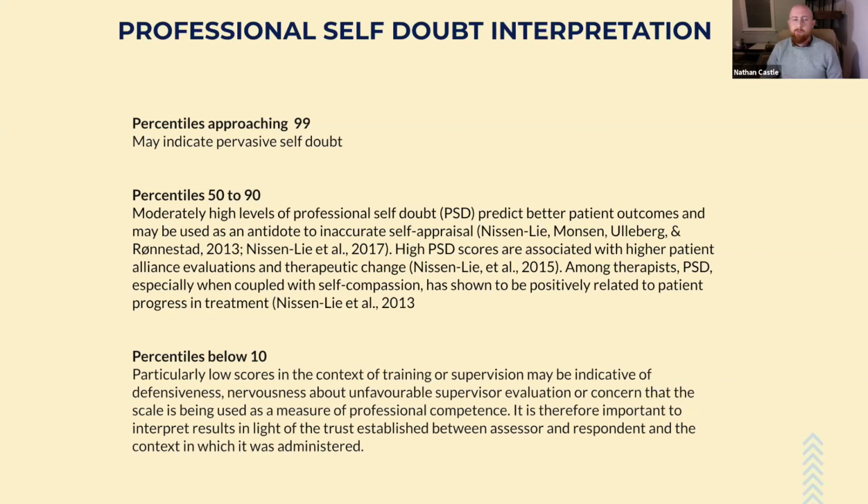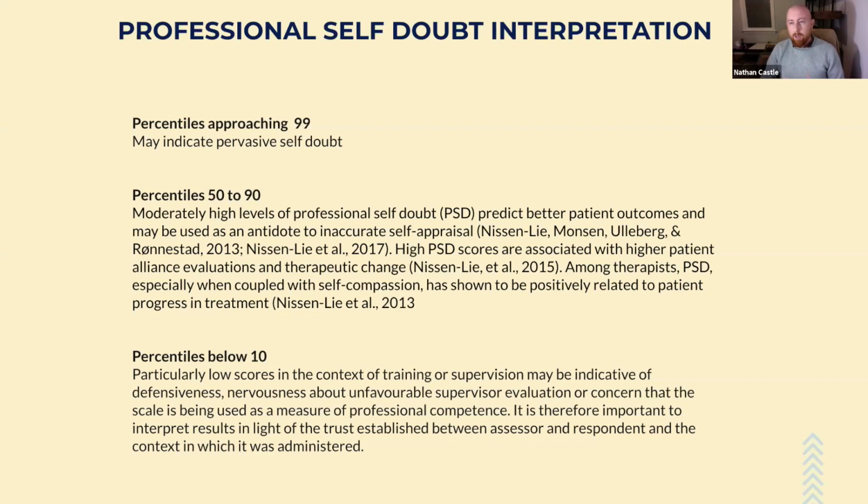For percentiles somewhere between 50 to 90, these are moderately high levels of professional self-doubt, and these are the types that predict better client outcomes and are kind of an antidote to inaccurate self-appraisal. What we mean there is that a lot of studies have shown psychologists, like many other disciplines, overestimate their abilities. But our tendency to inflate how effective we are is just a human thing that we do. And professional self-doubt can be an antidote to this. So high scores in this range are also associated with better alliance scores, or that therapeutic relationship being more robust.